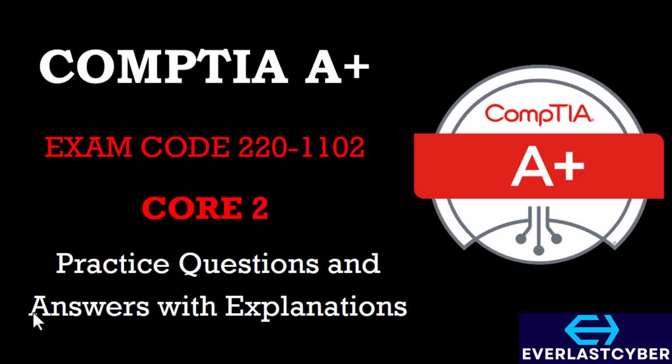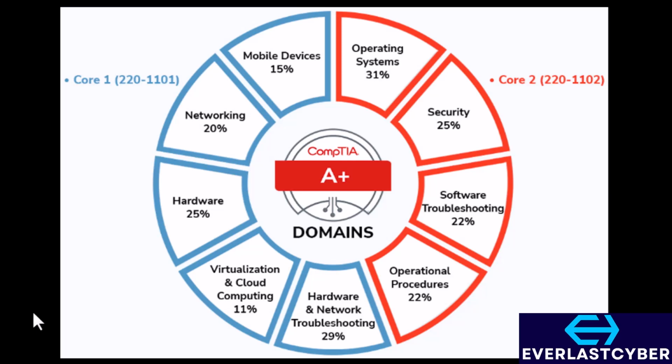In today's video, we'll be going through practice questions and answers for the CompTIA A+ Core 2 certification exam. Core 2 of the exam covers operating systems, security, software troubleshooting, and operational procedures. We'll be discussing each of the questions as well as giving explanations on why those answers were chosen. So let's dive right in.